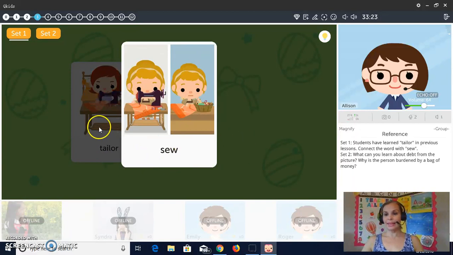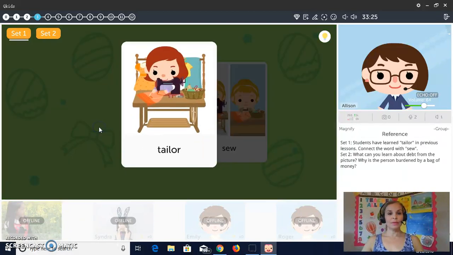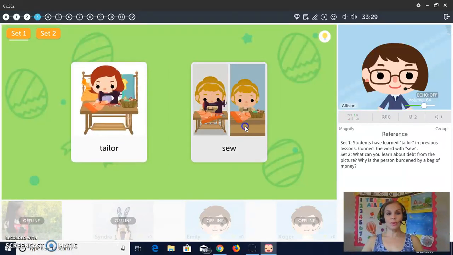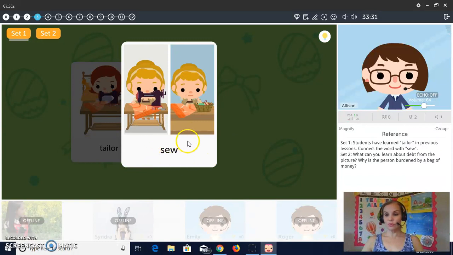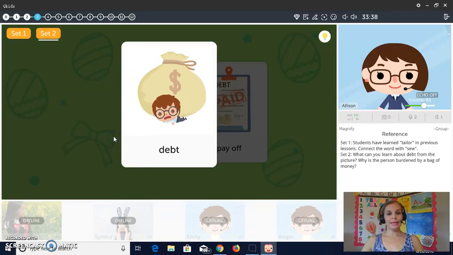So we could say that she was a tailor who would sew dresses for her friends. Just whatever, you can just make the connection there. And then this word, debt, we say the word, then I ask them, what is debt?